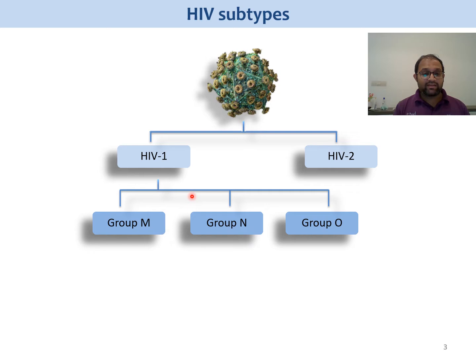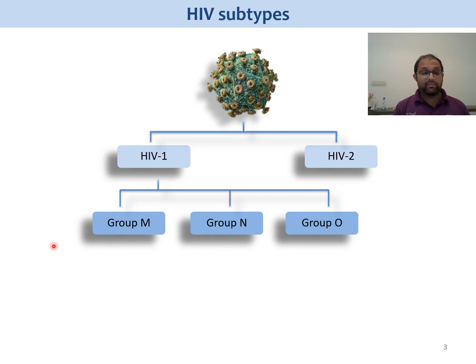Based on sequence classification, HIV-1 is further divided into three main groups: O, or the outlier group, N, or the new group, and M, the main group. N and O are limited to very few countries, and very few infections have been reported from these two groups so far. However, group M is the main group, which is responsible for almost all HIV cases throughout the world.